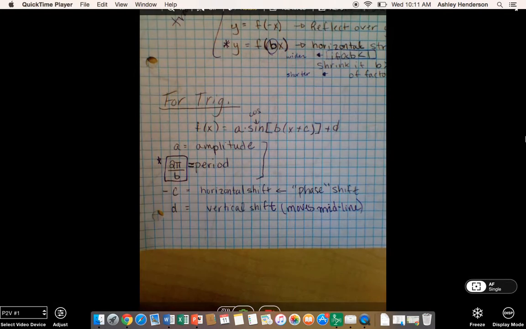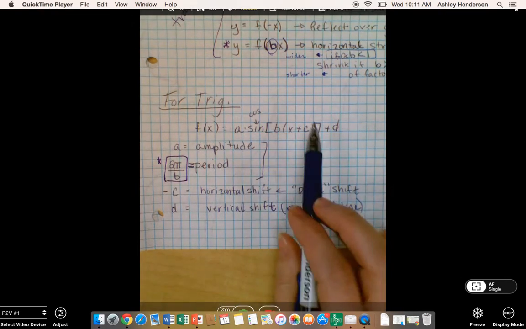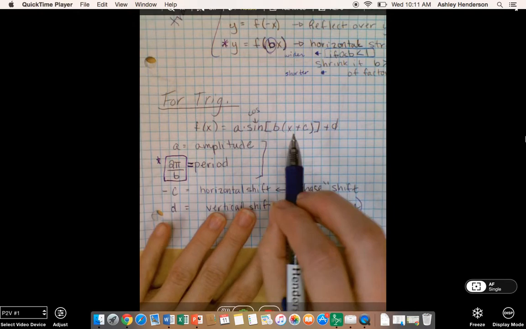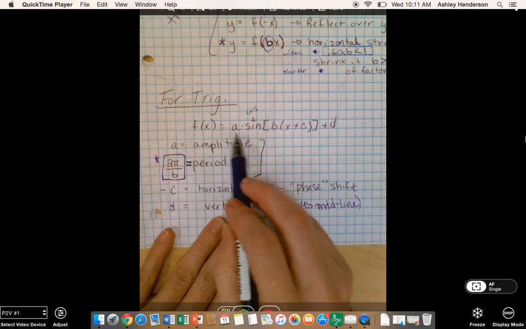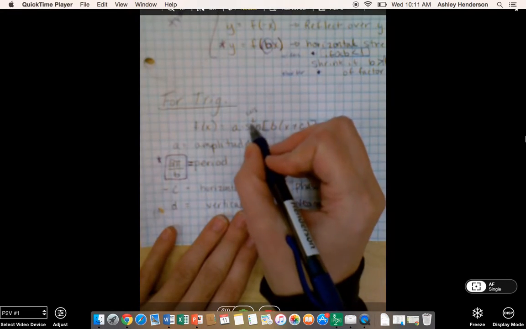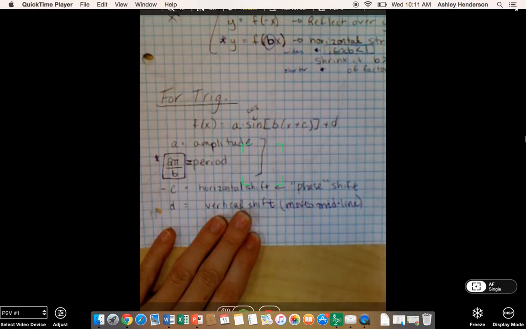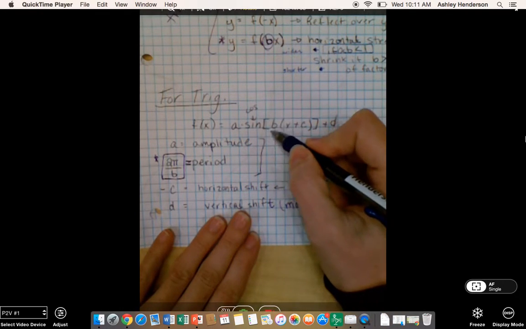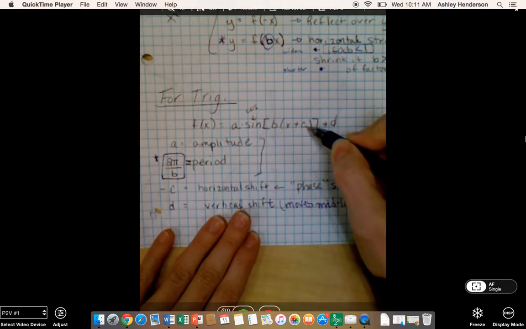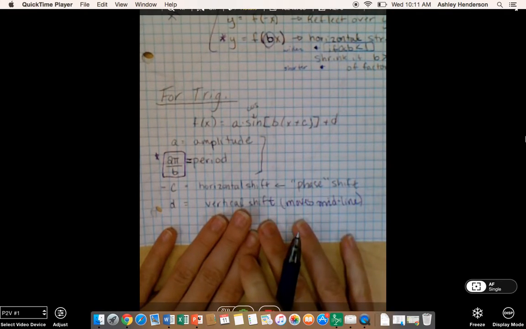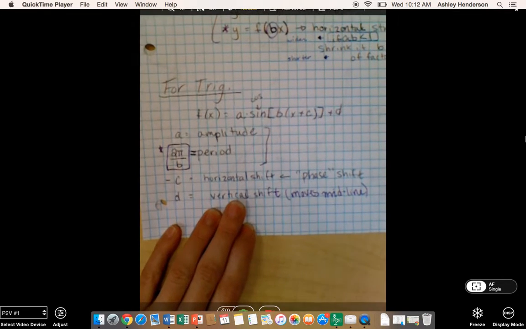Okay, guys, continuing on 7.3. So for trig, sort of a synopsis of what we just said, I can write any sine cosine function as follows. I can write it as f of x equals a times sine or cosine or tangent, whatever is relevant here, times b times the quantity x plus c, plus d. We're going to identify what all these things mean in just a second.